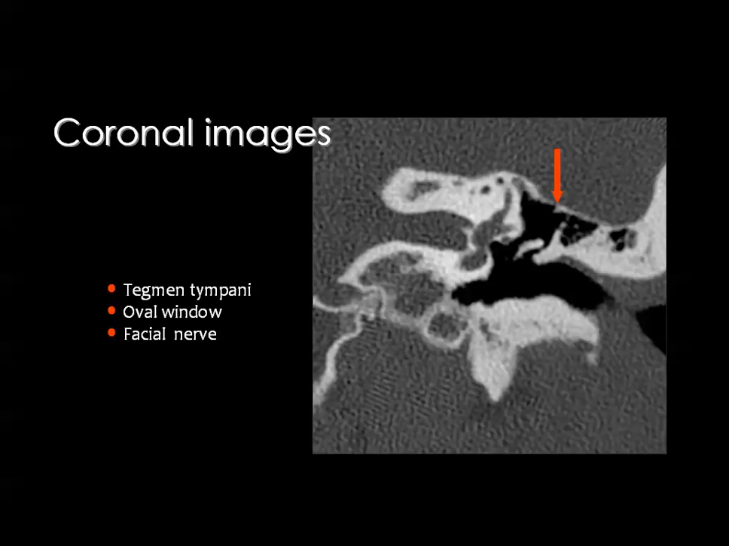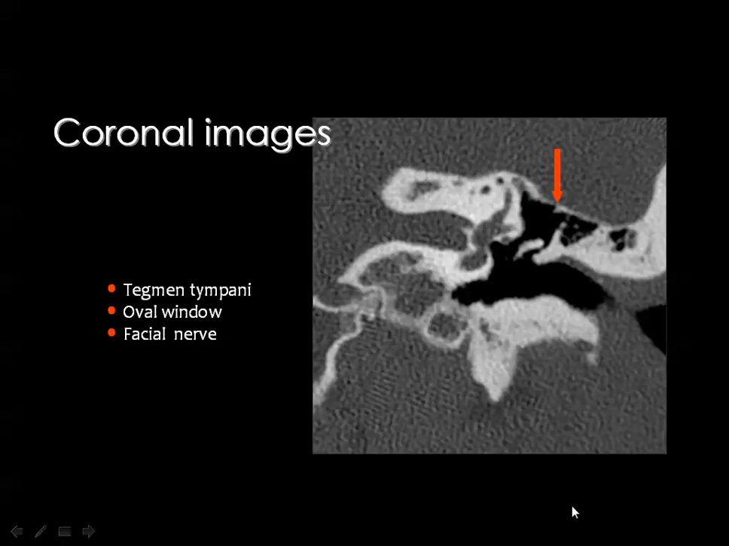The coronal images are important to see some structures, and these structures are 3. The tegmen tympani: you see the anterior tegmen in the axial images, but you see the superior tegmen in the coronal images. You should remember that any bony ridge separating the middle ear cavity from the brain is the tegmen tympani. And we have 2 tegmen tympani, the anterior one and the superior one. The superior one is easily appreciated in the coronal plane.